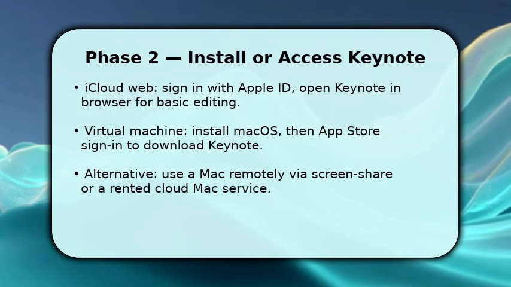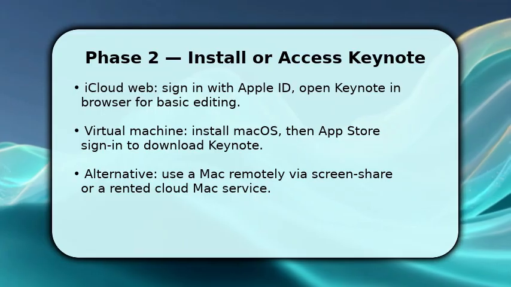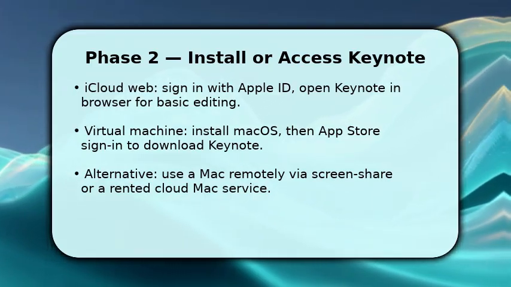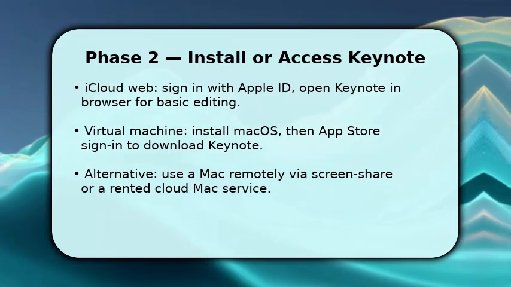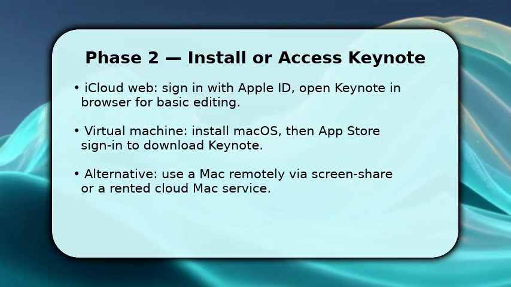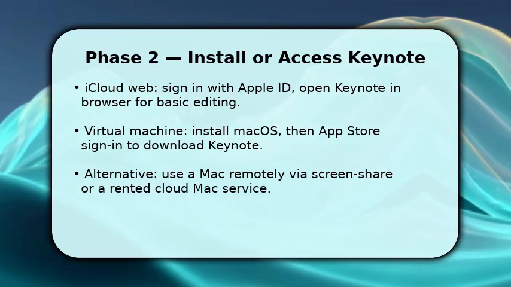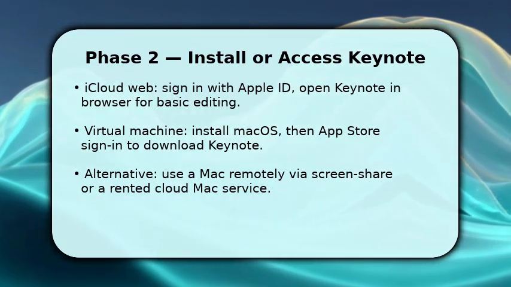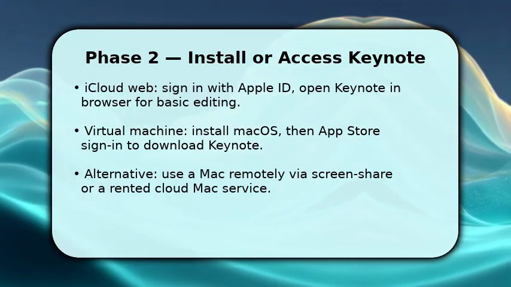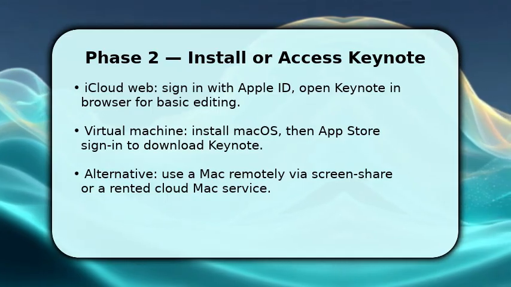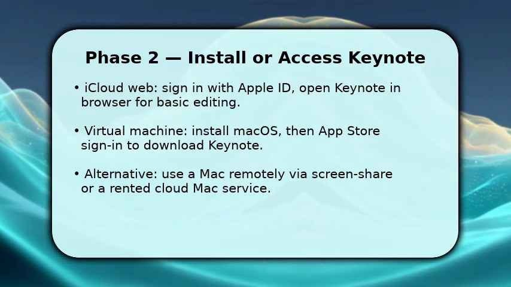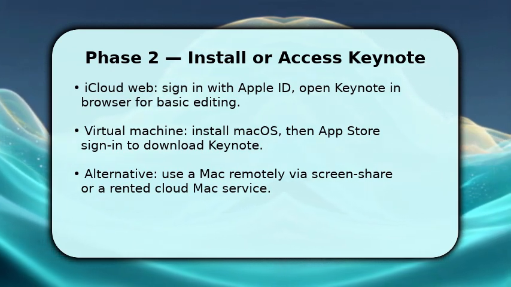You now implement the core. If you picked iCloud Web, sign in with your Apple ID and open Keynote. This gives quick access, though some advanced features are limited. If you chose virtualization, install Mac OS in the VM, update the system, then open the App Store, sign in, and download Keynote for full feature parity. If virtualization is impractical, connect to a remote Mac or rent a cloud Mac. This preserves native performance. Transition gradually from basic edits to full feature work once Keynote launches.